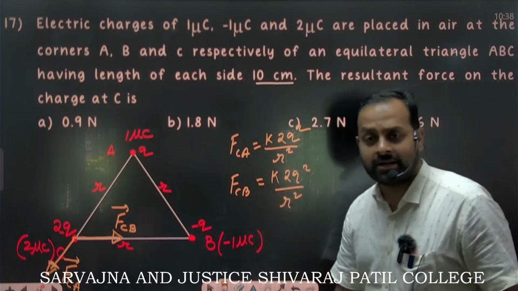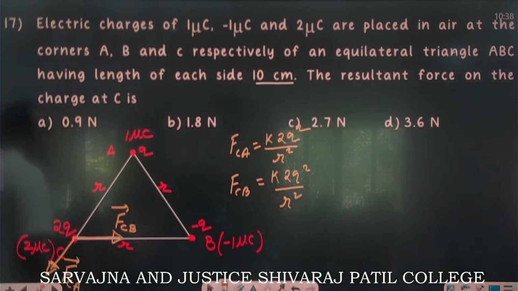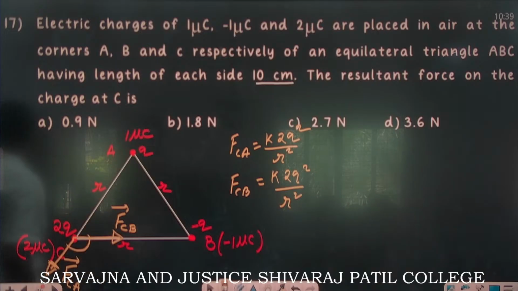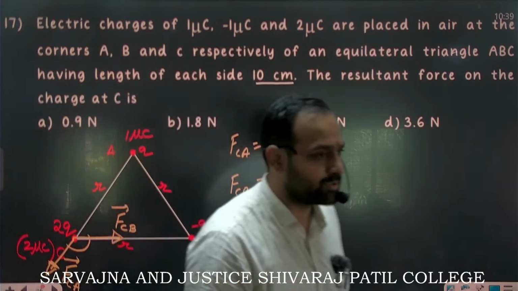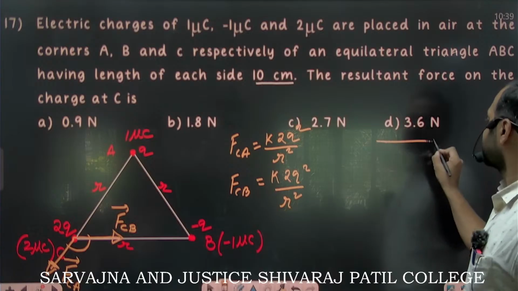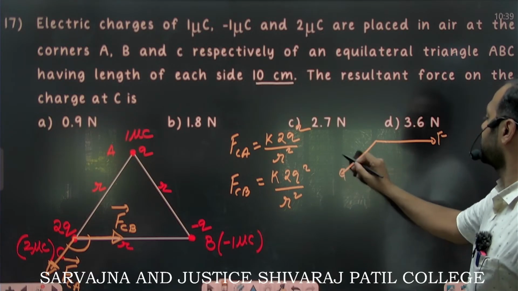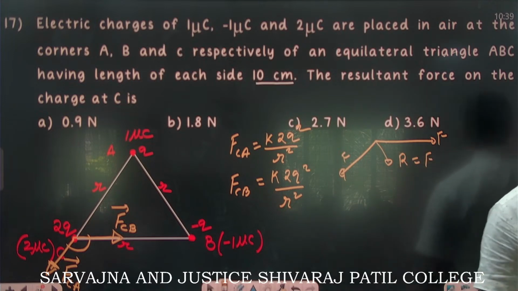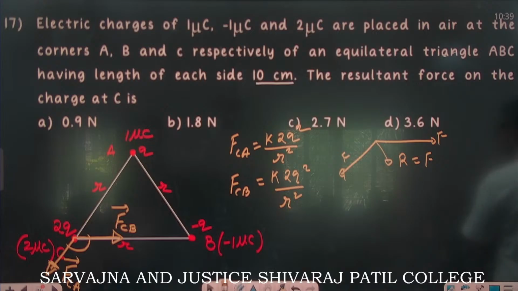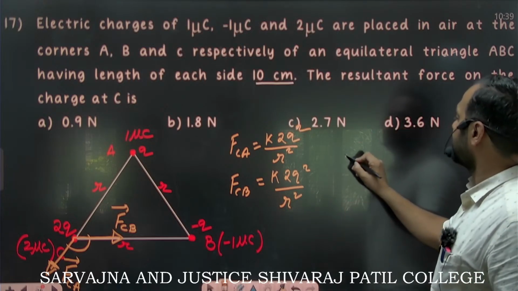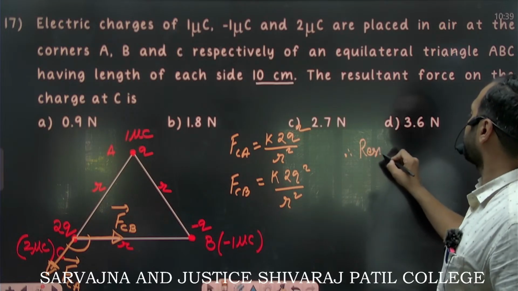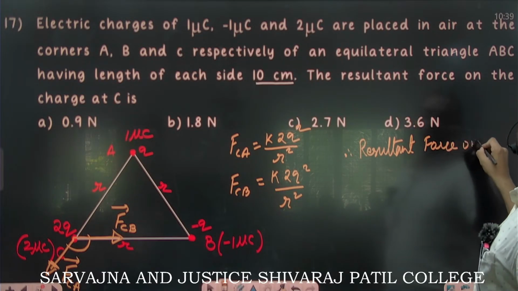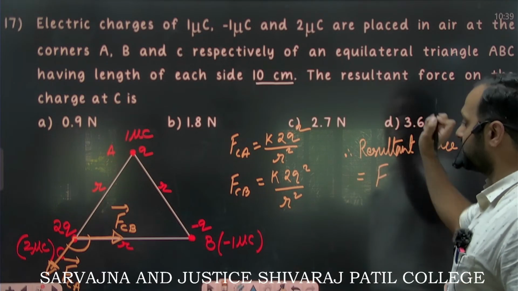Both are the same force. What is the angle between the two here? 120 degree. So two equal forces acting at an angle 120 degree. And what will the resultant be? Resultant also will come out to be F. You have this is F and you have this F. The resultant is simply equal to F. Yes or no? Yes. Okay. So therefore the resultant force on C will be simply equal to F.